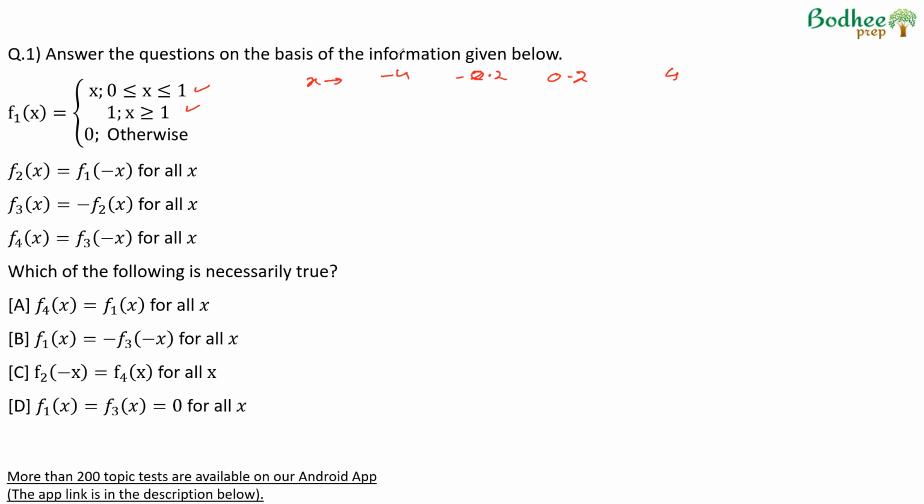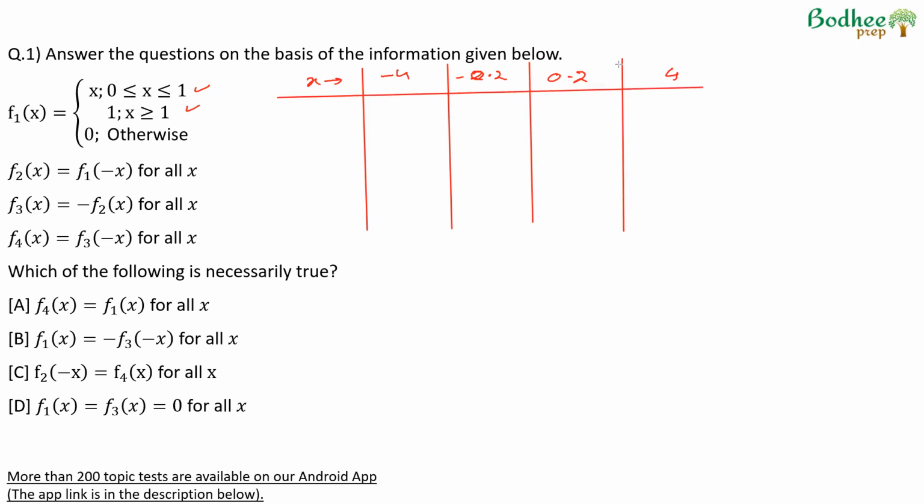For all of these four values, we can look at the values of f1, f2, f3, and f4. And from there, we will be able to look at the options and see which is the correct option. So if the value of x is such, what will be the value of f1(x) for each value of x, f2(x) for each value of x, f3(x), and f4(x) is what we are trying to find out.